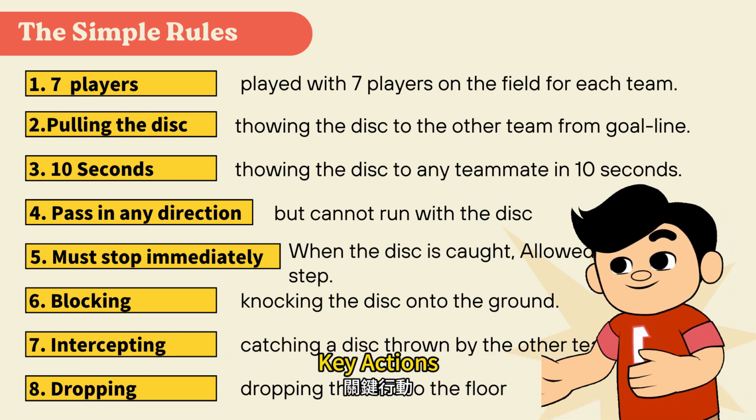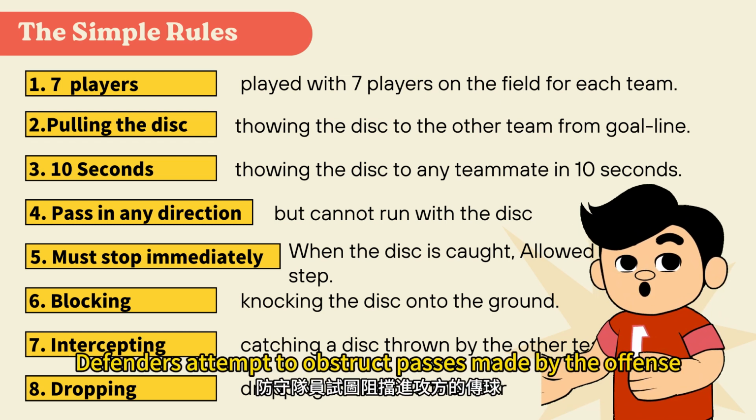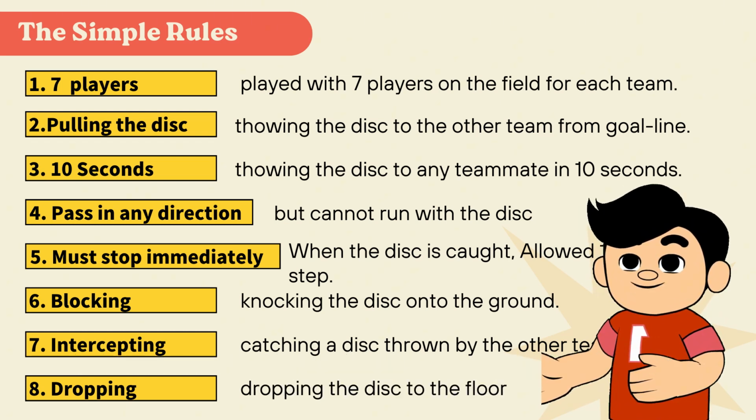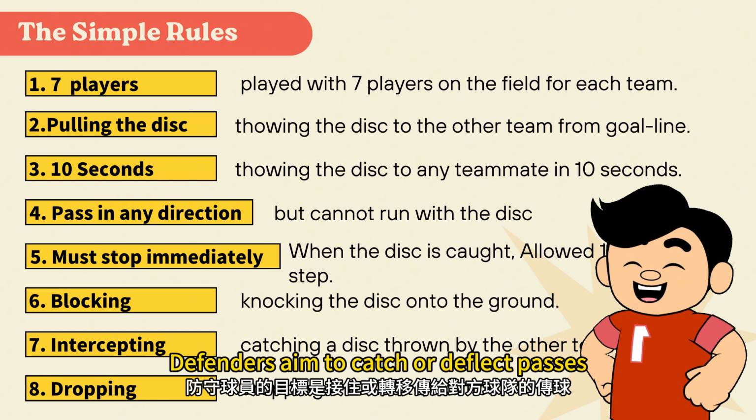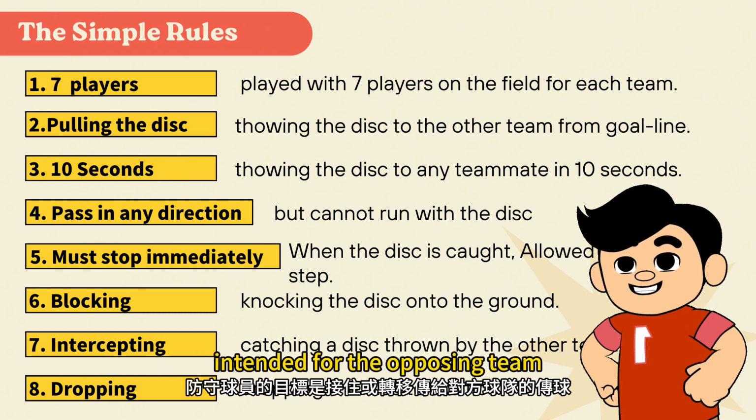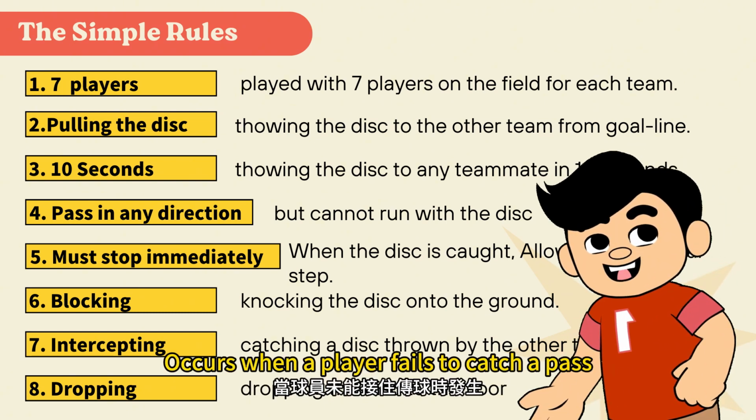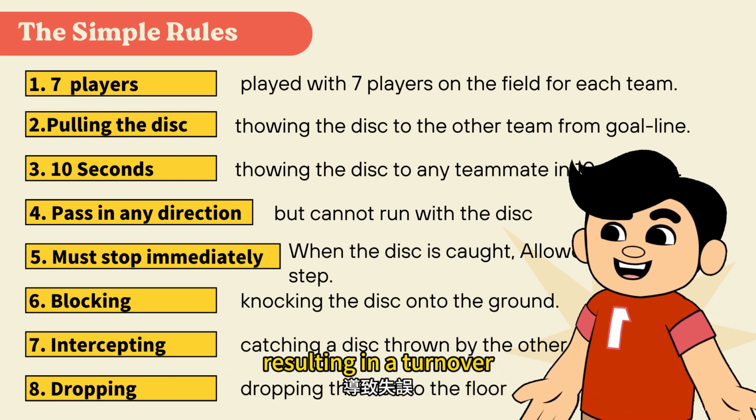Key actions. Blocking: defenders attempt to obstruct passes made by the offense. Intercepting: defenders aim to catch or deflect passes intended for the opposing team. Dropping: occurs when a player fails to catch a pass, resulting in a turnover.